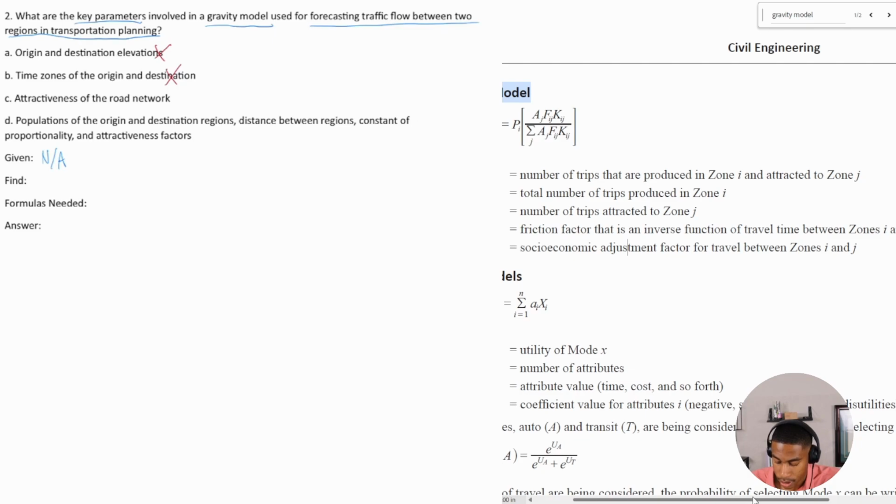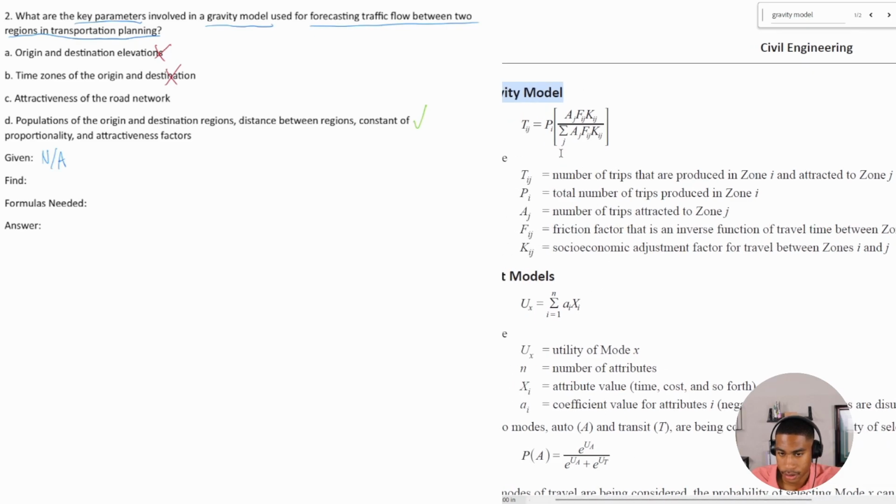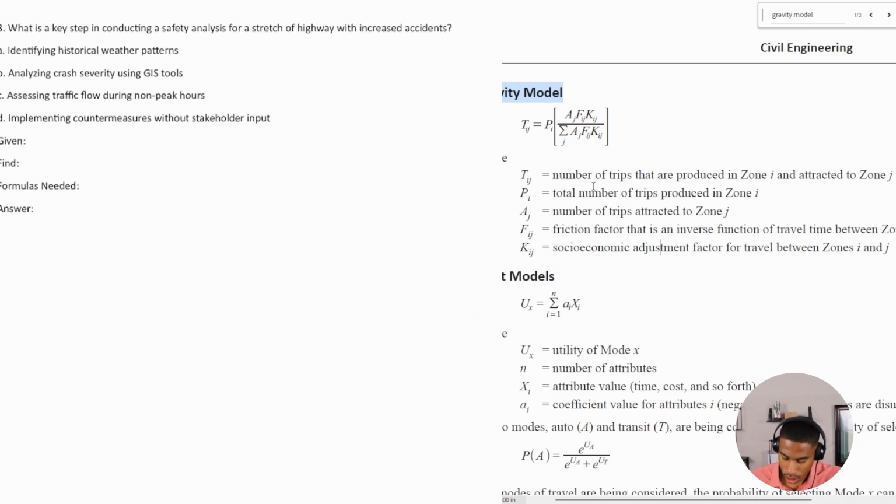So distance between the regions is important. And then the attractiveness factors, right? So you want to know what's being attracted. So I'm going to say that D is the better answer here. If that makes sense. So more of those answers are directly affecting the number of trips that are produced in zone I and attracted to zone J. Right. All right. Let's look at number 3.